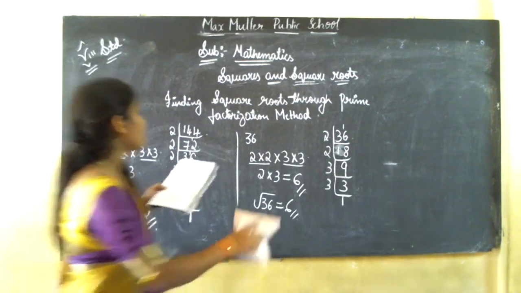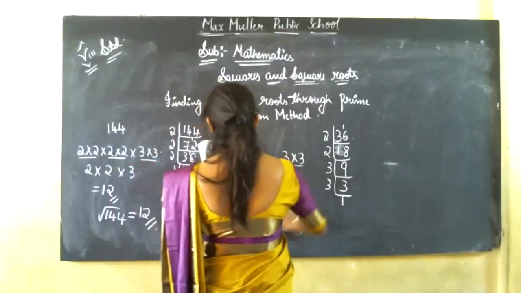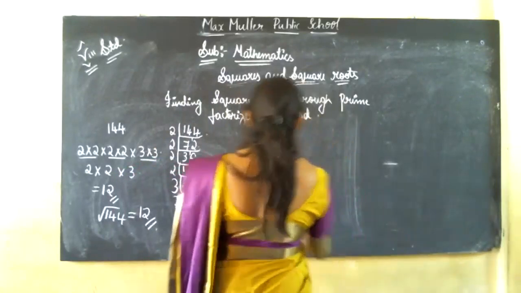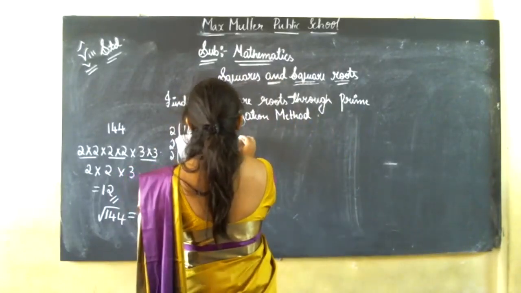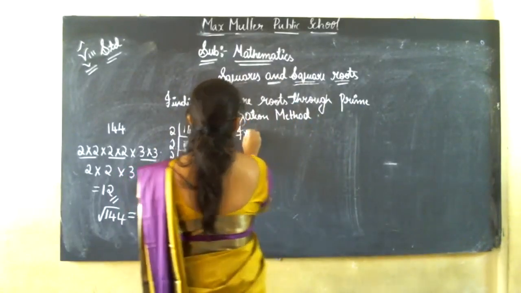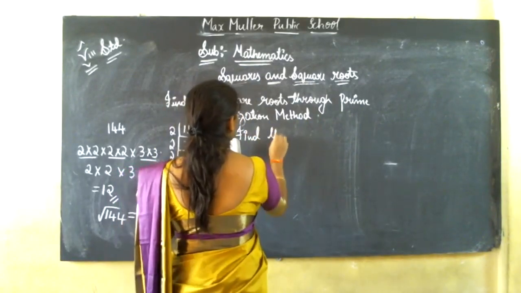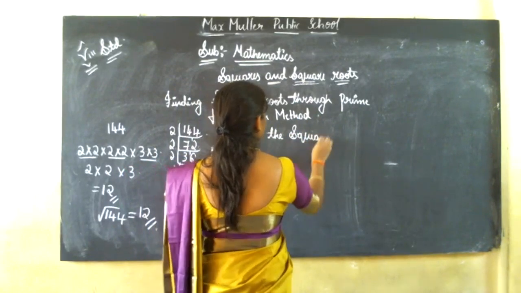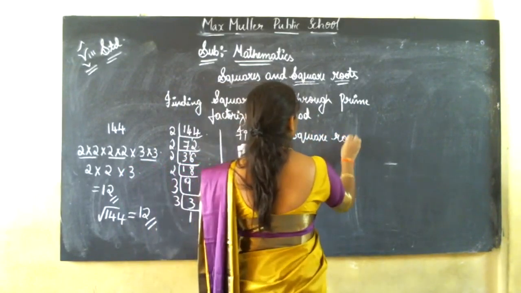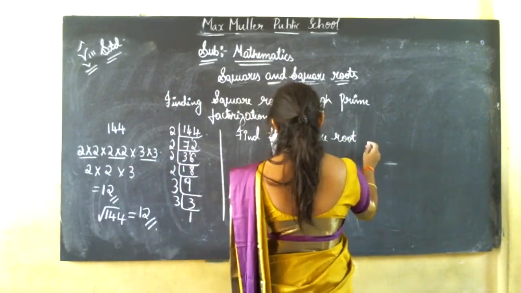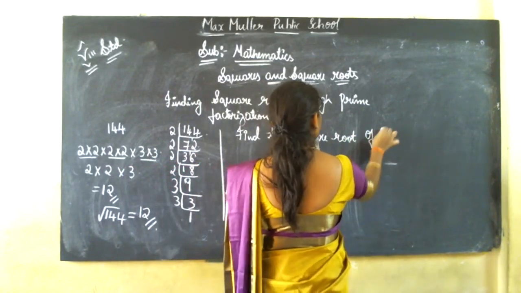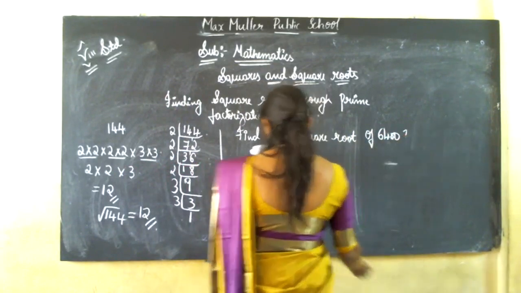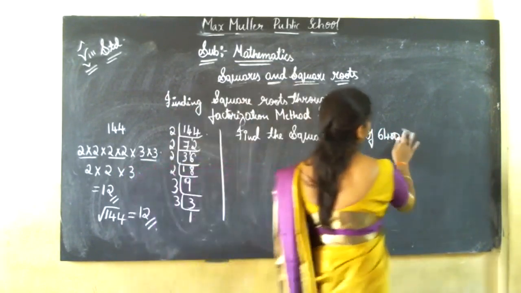Next, let us go for a bigger number. Find the square root of your example problem. Find the square root of 6,400.